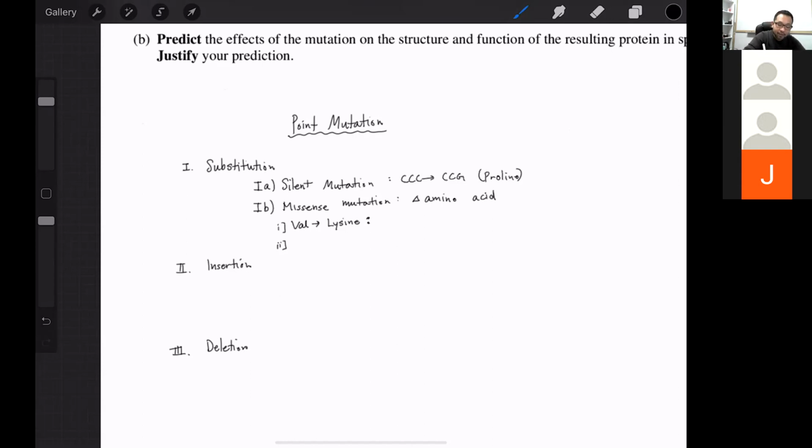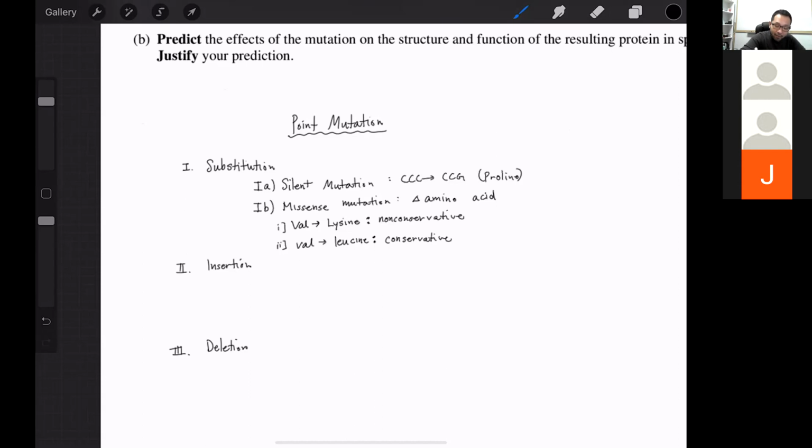And because we're still conserving a non-polar amino acid with another non-polar amino acid, we can expect perhaps less of a change to the form of the protein. Of course, that may depend on the situation, but generally speaking, as a rule of thumb, conservative missense mutations may not be as bad.